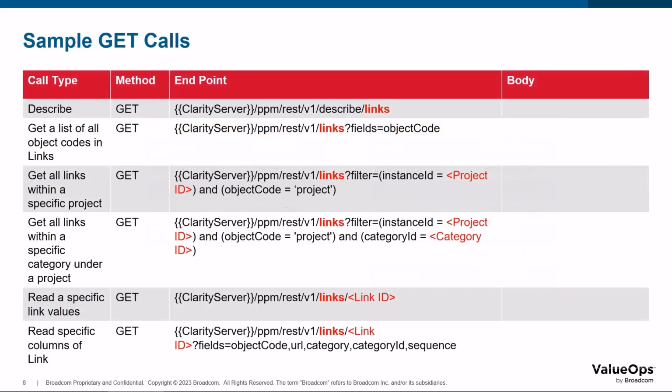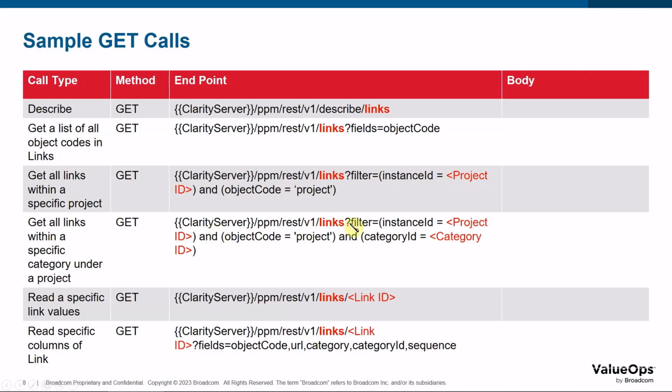Here are some sample get calls. You can do a describe to the links endpoint and you would get their detailed payload. You can get a list of all the object codes that are defined in the system by making a call to links with the fields of object code, and it'll give you a list of all the object codes that are out there. You can do a call to get all the links within a specific project by just specifying the links endpoint and then specifying the instance ID, which is the 5 million number of your project, and the object code as project.